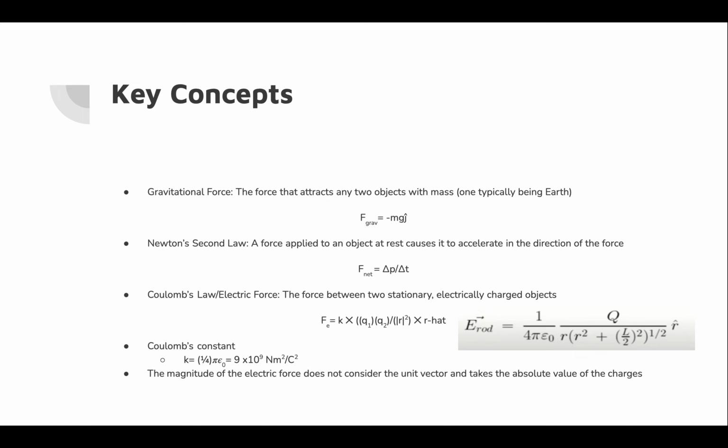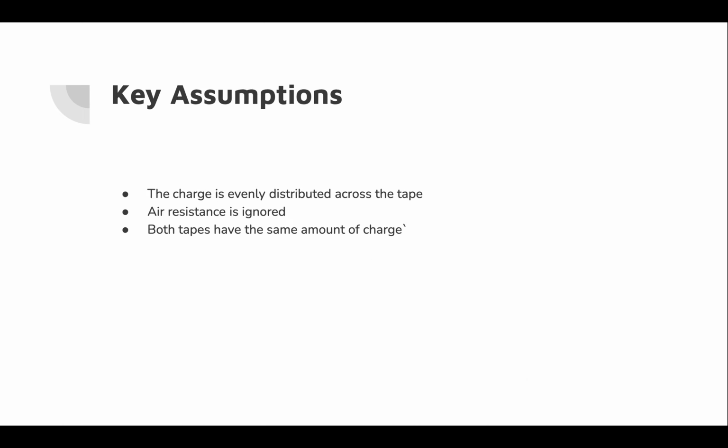And Coulomb's constant is 1/4 pi epsilon naught, which is 9 times 10 raised to the 9th newtons times meter squared over coulomb squared. And the magnitude of the electric force does not consider the unit vector and takes the absolute value of the charge. Key assumptions you can make in this lab are that the charge is evenly distributed across the tape, resistance is ignored, and both tapes have the same amount of charge.